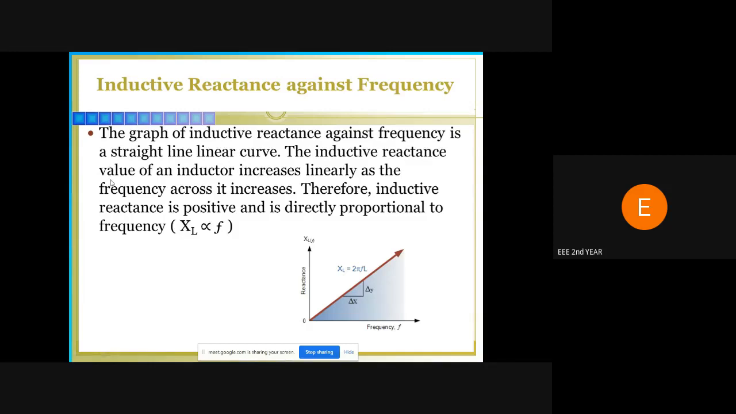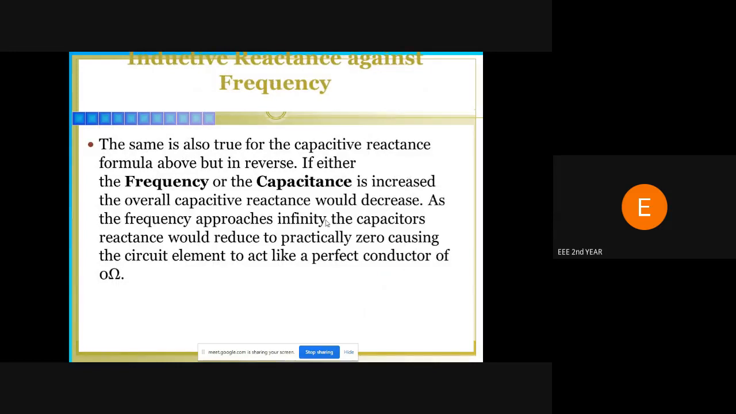So in inductive reactance, the value for an inductor increases linearly as the frequency also increases. Both your reactance and the frequency increase, so it produces a linear curve. Therefore, the inductive reactance is positive and directly proportional to the frequency. The capacitive reactance against frequency is the reverse, because your Xc is equal to 1 by F.